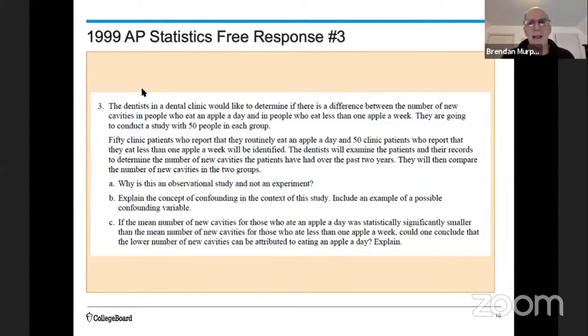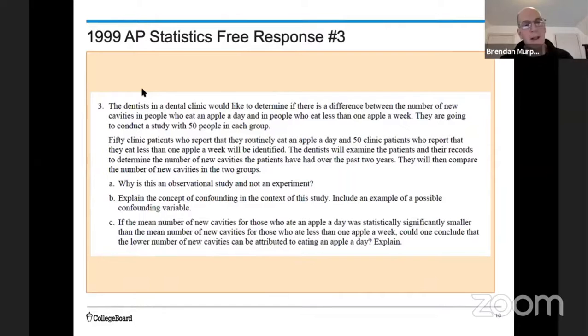So this is from the 1999 exam, AP Stats free response question number 3. And as an AP reader, some of these problems sort of take on lives of their own. You hear readers talk about the dentist problem, the boots problem. They each kind of get a name. So this was the dentist and the apple problem. A longtime reader will say, oh yeah, I remember that from years ago.